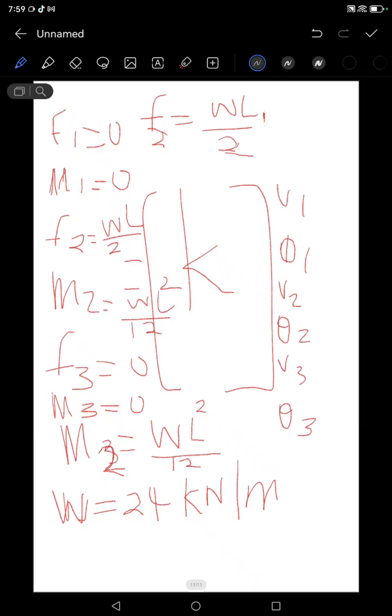That's what you have to know under the beam equation. So when we're given the UDL, you just have to use these formulas: for the force it's W L over 2, and for the moment it's W L squared over 12. After here you just have to calculate the displacement and rotation, and after calculating the displacement and rotation, you're going to calculate the forces F1 and F2.